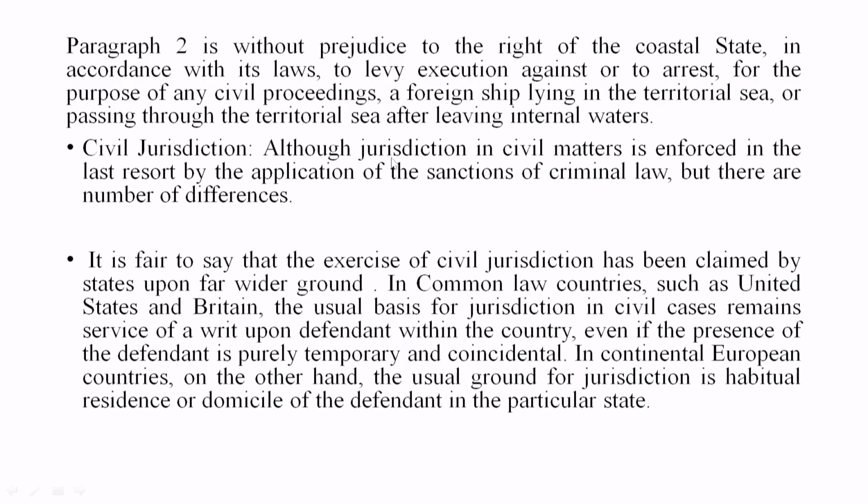Civil jurisdiction, although jurisdiction in civil matters is enforced in the last resort by the application of sanctions of criminal law, but there are a number of differences. So usually what happens is that the person has been asked a number of times to fulfill their civil obligations or any such matter of civil nature pending before the court, and the court has passed a judgment, issued the order or passed the decree, and the person still is not complying. So later on, after repeated reminders from the court or repeated orders being passed by the court, that may turn into criminal punishment. Why is it so?